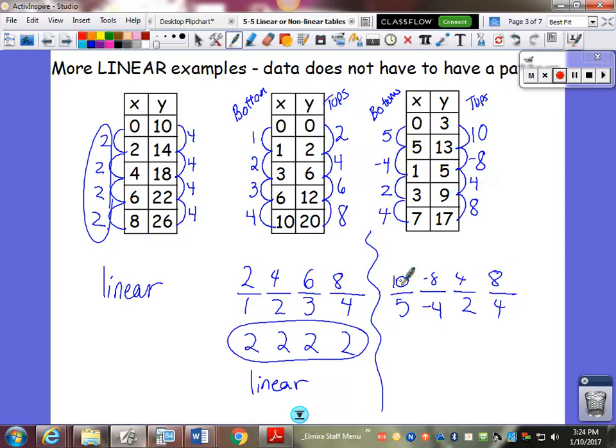And then I'm going to divide these. 10 divided by 5 is 2. Negative 8 over negative 4, also 2. 4 over 2, 2. 8 over 4, 2. These all came out the same, so this is linear. By the way, it is not intentional that it's always 2 so far. That's not always going to happen. Okay?